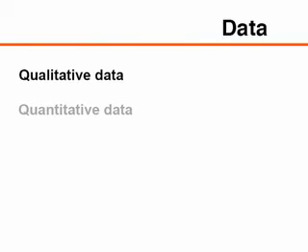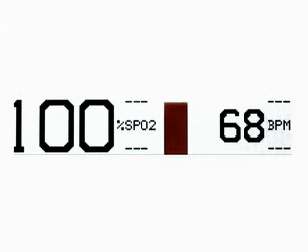Pulse oximetry provides both qualitative and quantitative data. The qualitative data are obtained through the sounds emitted by the pulse oximeter. These sounds correlate with the level of oxygen saturation. A higher pitch indicates higher oxygen saturation, and a lower pitch warns of decreasing oxygen saturation.